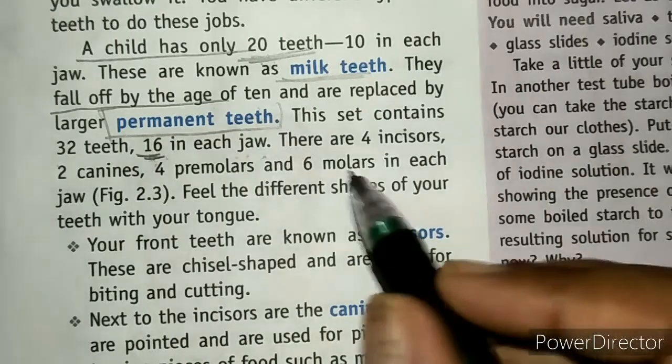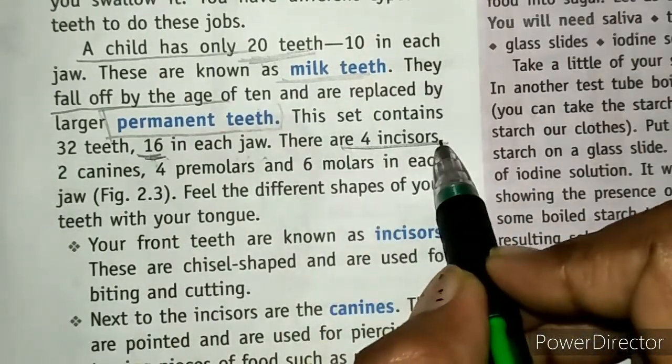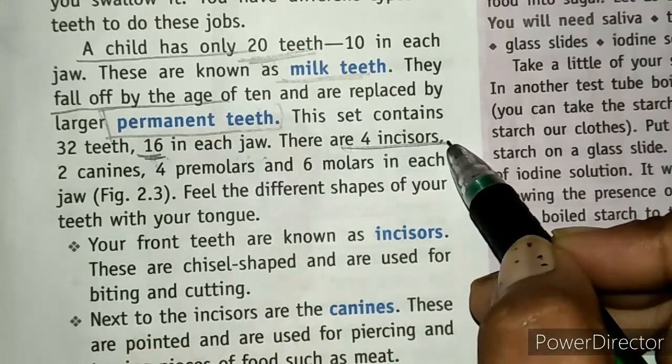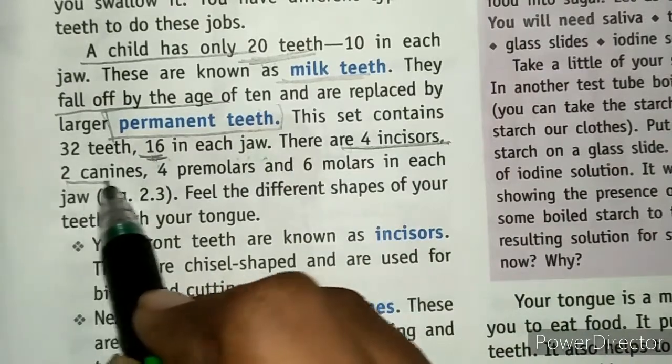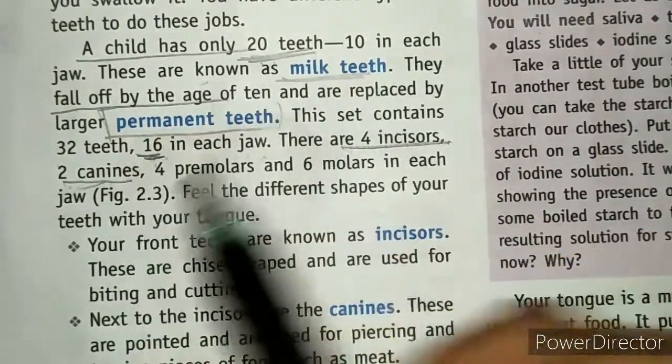If we talk about the first four teeth, they are known as incisors. Basically these incisors are known as cutting teeth. Next we have two canines. Two canines, that means two in each jaw.